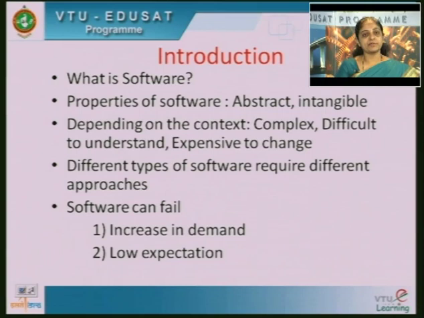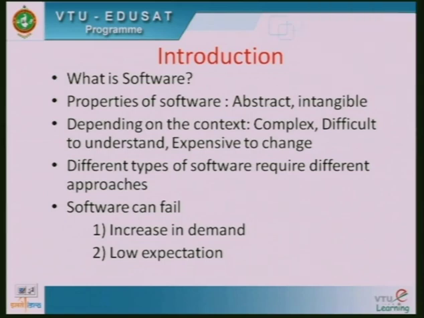Now, different types of software require different kinds of approaches. Software is a software, but what do you mean by a different kind of software? Take for example a web application development. You want to develop a web application which runs over the internet. The procedures and the methodology that is involved in developing a web application project is completely different from the methodology that is involved maybe in developing an embedded system software.